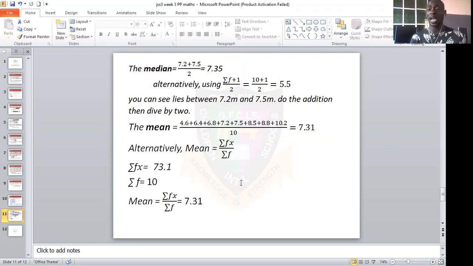But alternatively, using the frequency and score formula, summation fx over summation f, where f is frequency and x is the score or the mark. Summation fx will give us 73.1. That is how you get your fx.